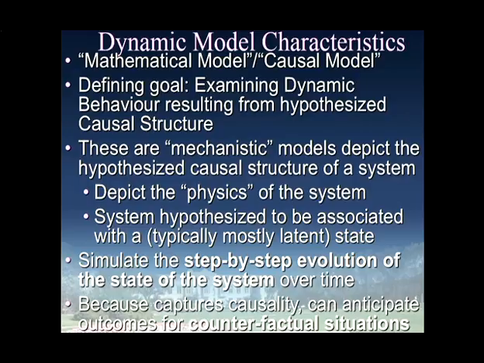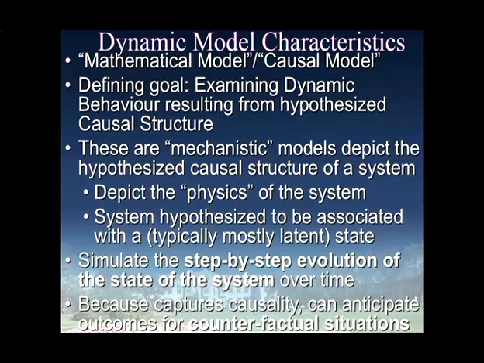Now, one of the confusions in this area is they go by very different names. You will hear these models called very different things in different subsets of literature. Mathematical models, causal models, mechanistic models, models of the physics of the system, compartmental models, agent-based models, discrete event models, system dynamics models. They're all types of dynamic models, okay? You will hear them go by different names, but they share certain characteristics.